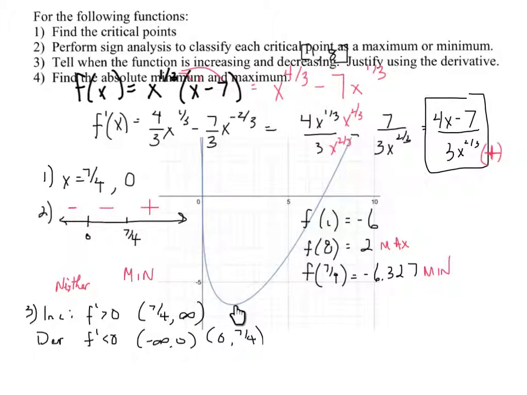It comes down at 7/4. Right here we hit a minimum, just as we said. We're decreasing all the way along except for 0 and increasing after that. Talking about the interval from 1 to 8, you can see that from 1 to 8 the minimum would be here, the maximum would be over here at 2.